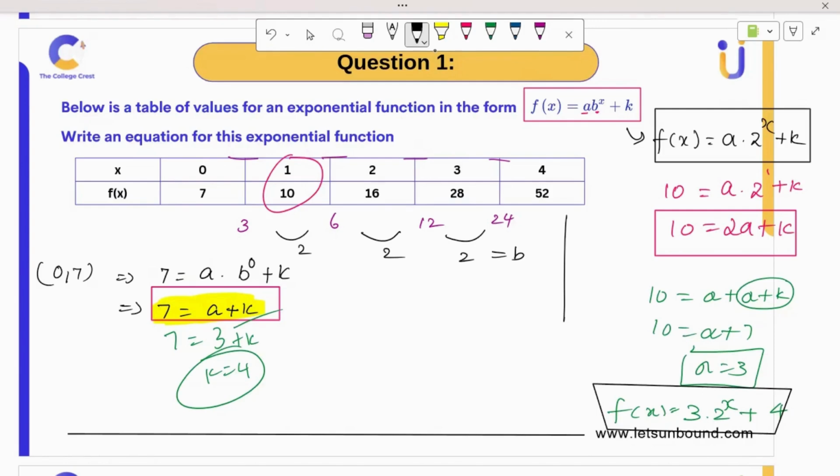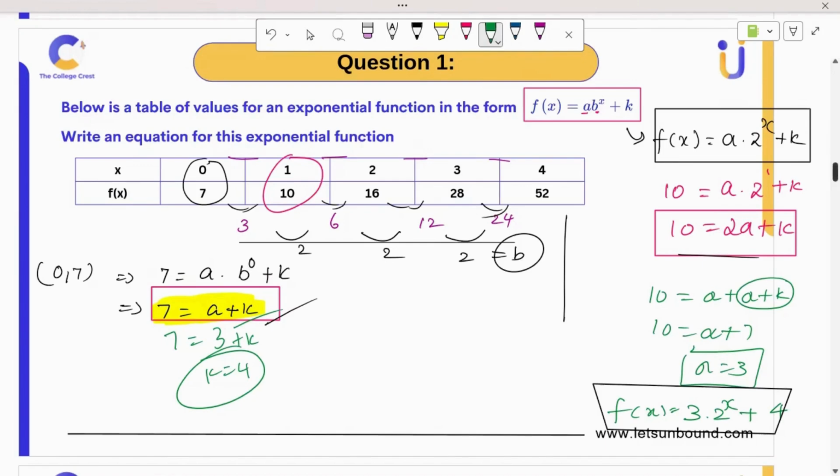So first I used the initial condition and got a plus k equal to 7. But when you do the plug-in, you won't get b that easily. So we take the common differences, and that makes a geometric sequence. The geometric sequence common ratio is your b. Once you got b, you can plug in some point to make a relation between a and k, and it's simultaneous equation solving here.